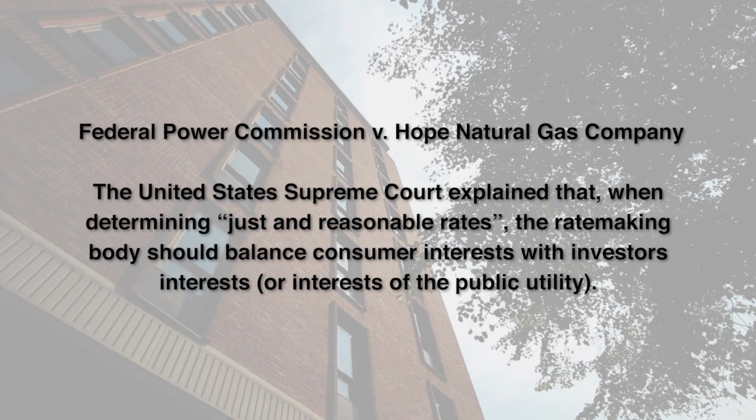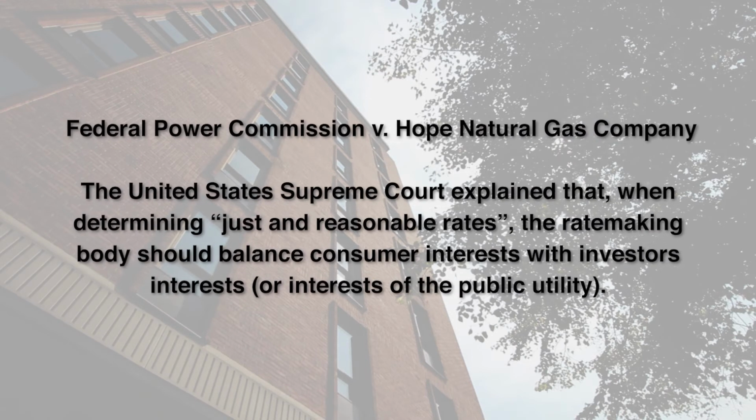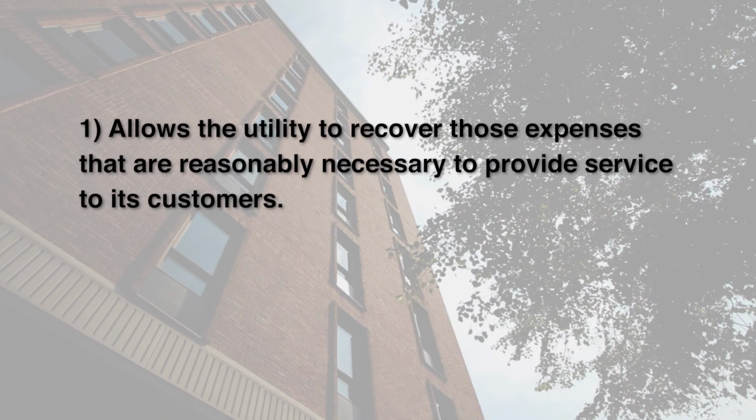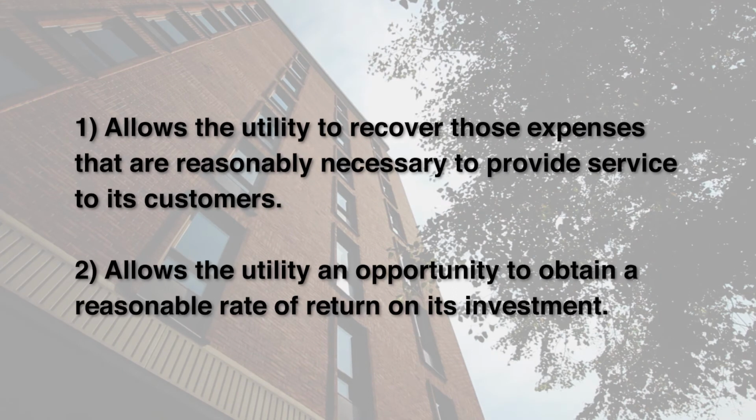How does rate regulation work? Most utility and service commissions adhere to a just and reasonable standard. What is a just and reasonable rate? In a landmark 1944 case, Federal Power Commission versus Hope Natural Gas Company, the United States Supreme Court explained that when determining just and reasonable rates, the rate-making body should balance consumer interests with investor interests, or those interests of the public utility. A public utility is entitled to a rate that, one, allows the utility to recover those expenses that are reasonably necessary to provide service to its customers, and two, allows the utility an opportunity to obtain a reasonable rate of return on its investment.